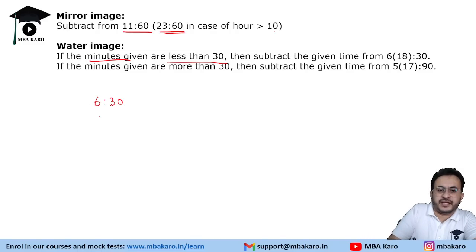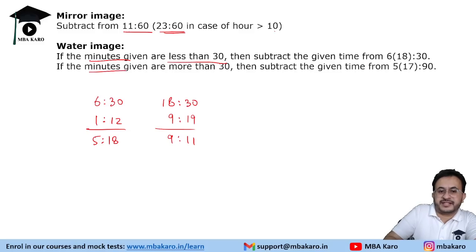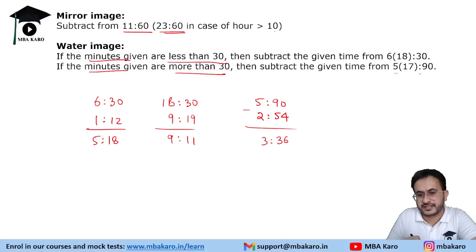Let us say the time given is 112, so it will be 518, right? But if the time given is large, let us say it is 919, so we will subtract from 1830, so that will become 911. Okay, if the minute is more than 30, so let us say we are given 254. So we will subtract from 590. Okay, 5 and 90. So we will get 336, right?